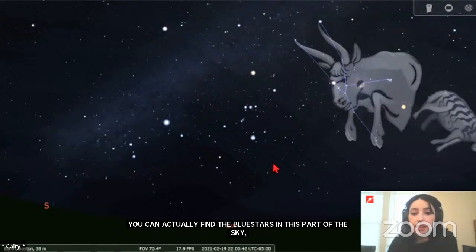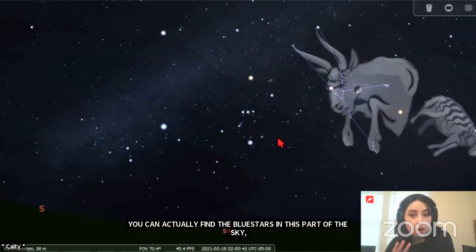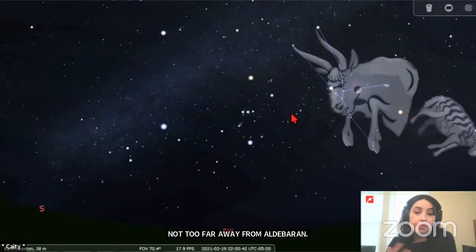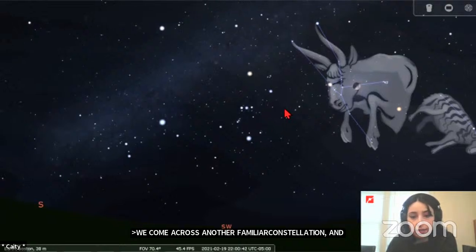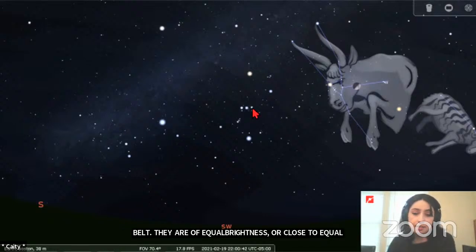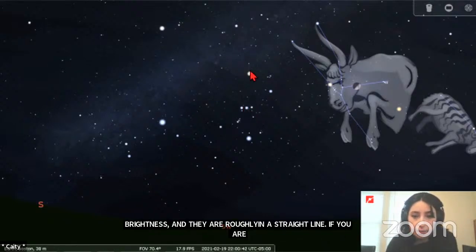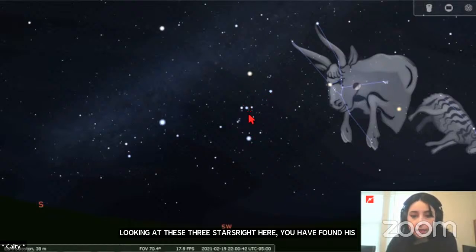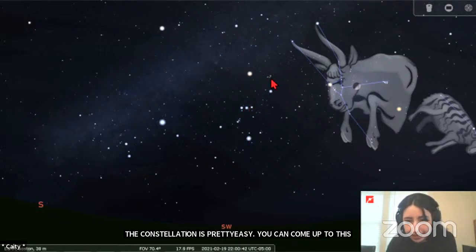And the easiest way to find Orion is to look for the three stars in his belt. They're of kind of equal brightness, or very close to equal brightness, and they're roughly in a straight line. So if you're looking at these three stars right here, you have found his belt. And then from there, finding the rest of the constellation is pretty easy. You can come up right here to this very bright star, and then up here, and then you can find his legs. You come down here, and that's pretty much the whole thing. And then he's got a really teeny tiny head up here.